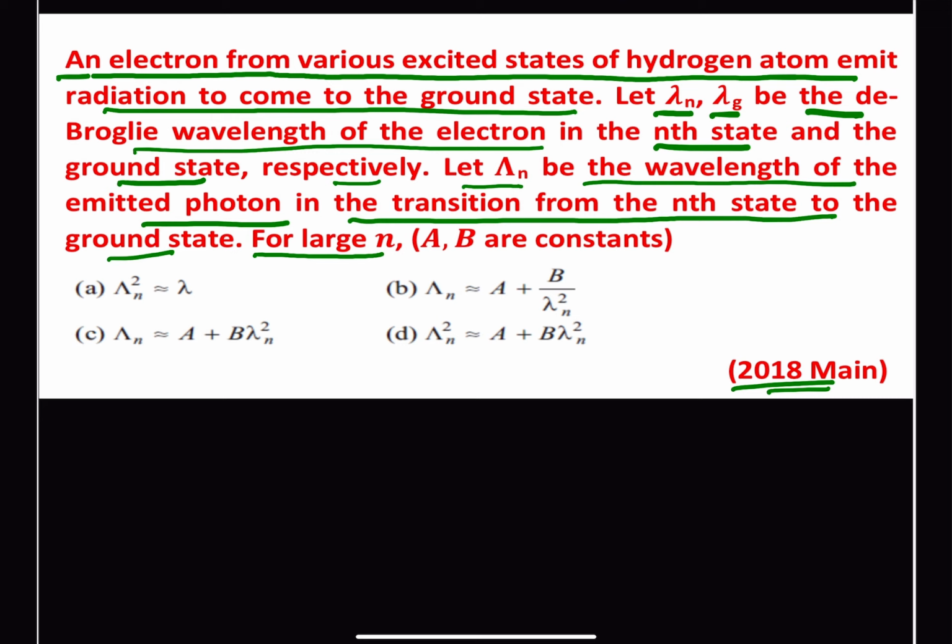So we have two de-Broglie wavelengths, for the nth state and for the ground state. We can write this in the formation of our energy.